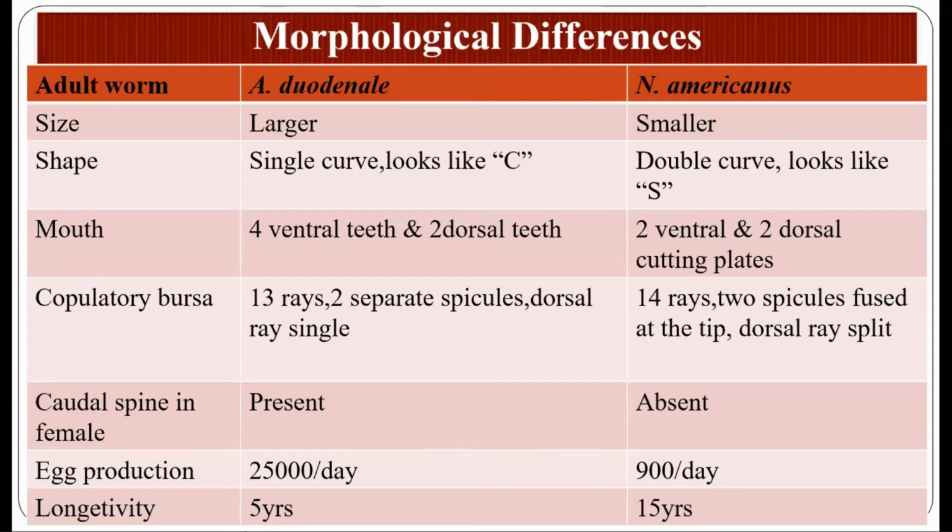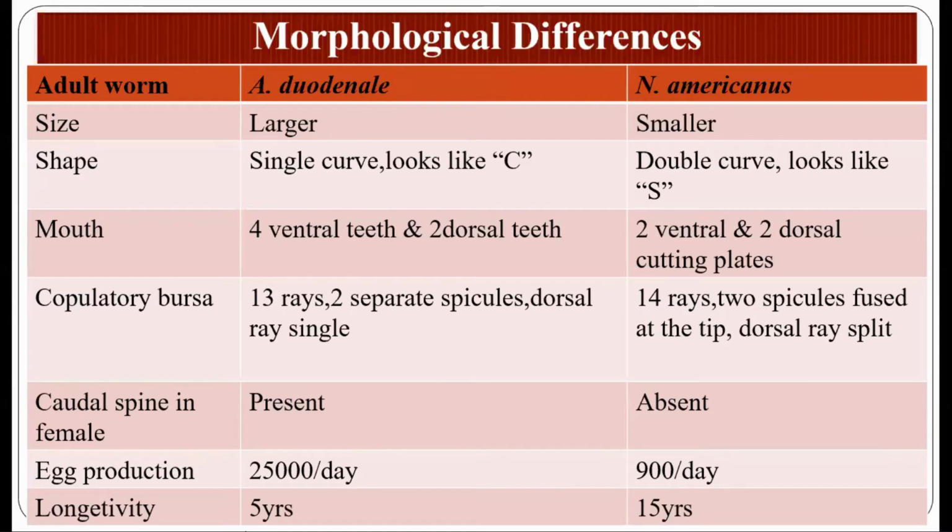Ancylostoma duodenale, the adult female worm, can produce about 25,000 eggs per day, while Necator americanus can produce only about 900 eggs per day. These adult worms of Ancylostoma duodenale, or old world hookworm, can survive for about 5 years, while Necator americanus can live inside the human host for about 15 years.